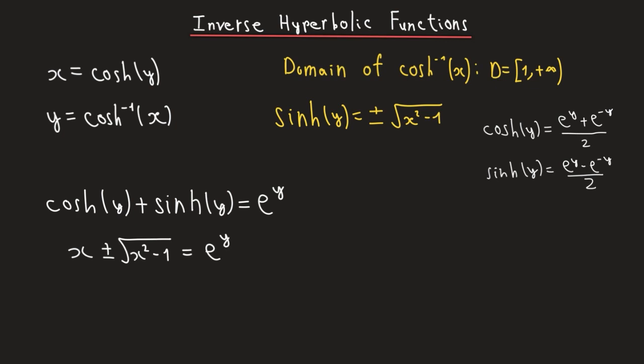But we want an expression for y, not e to the y, and therefore what we do is take the logarithm. But first, let's be rigorous. We know that x squared minus 1 is greater than 0.